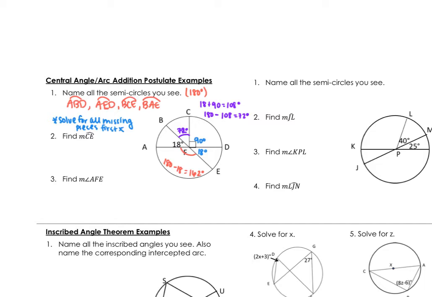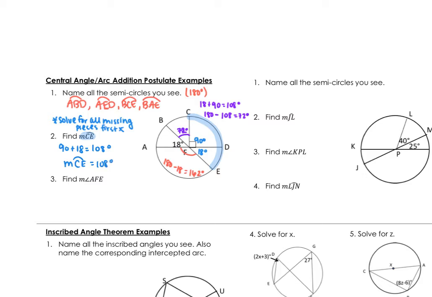So now we're asking for arc CE. So CE is this part right here. So we have these central angles, 90 and 18, and we know that the arcs are the same. So CD is going to be 90 and DE is going to be 18. And then using the arc addition postulate, we can just add those together, 90 plus 18, which is 108 degrees. So the measure of arc CE is 108 degrees.